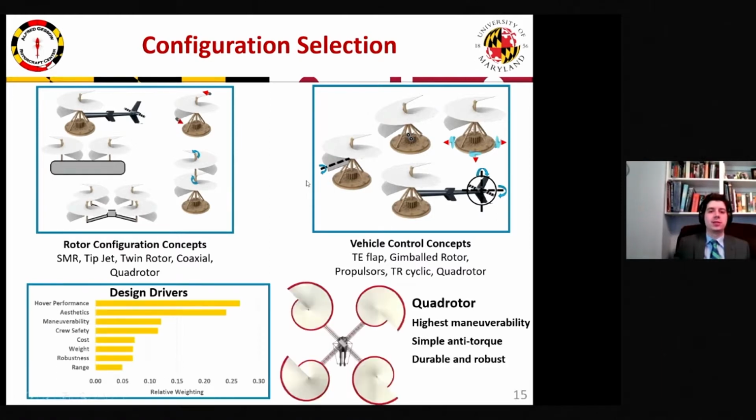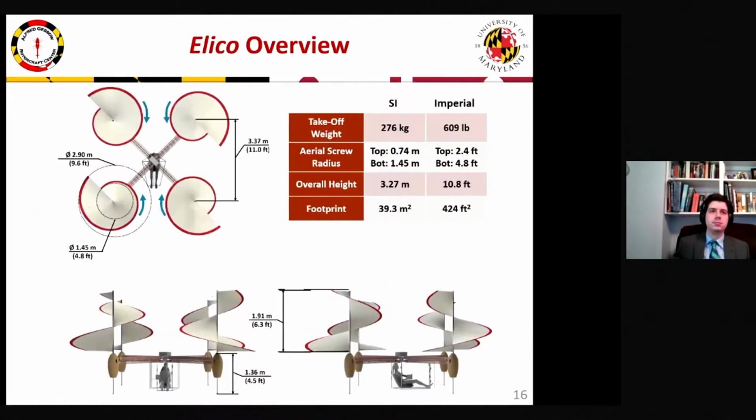And so based on our design drivers, we selected a quad rotor configuration that provided the highest maneuverability through RPM control, a simple anti-torque solution through balanced rotors, and a durable and robust platform to design. Our vehicle, Helico, has a gross takeoff weight of 609 pounds, and so it's a relatively light vehicle, but the aerial screws make it very large. These screws start at a 2.4-foot radius, but taper out to 4.8 feet at the bottom of the rotor, and the vehicle has an overall height of almost 11 feet and a large footprint of over 400 square feet. The name Helico is derived from the Italian root word for helix, helicopter, and propeller, just as the aerial screw is the root inspiration for all modern helicopters.